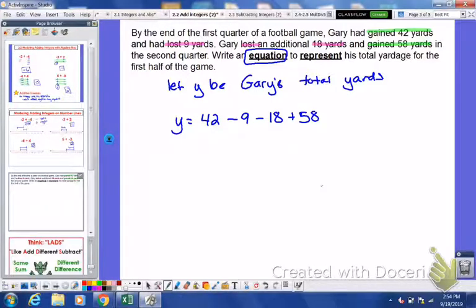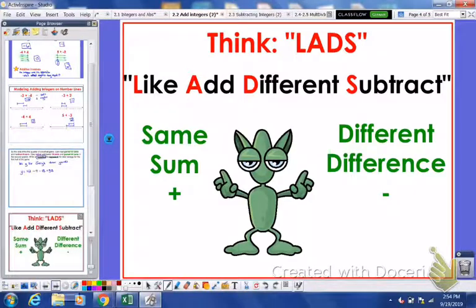All right, you'll see at the bottom of your screen there, a little thing to help you remember. So think LADS. When we are adding our integers, when they are like signs, you're going to add them. When they are different signs, you're going to subtract them. So same, sum, add the numbers together. Different, difference, subtract our numbers.